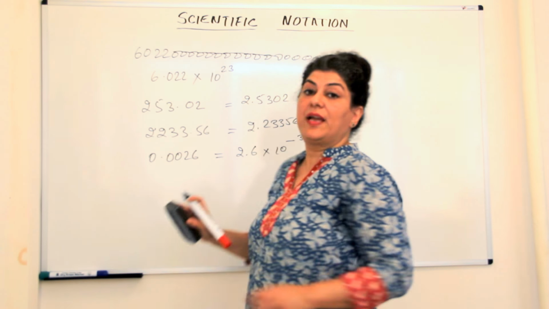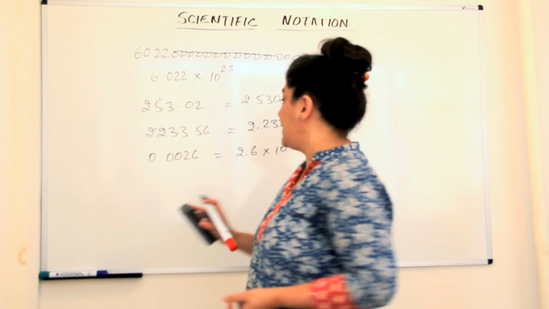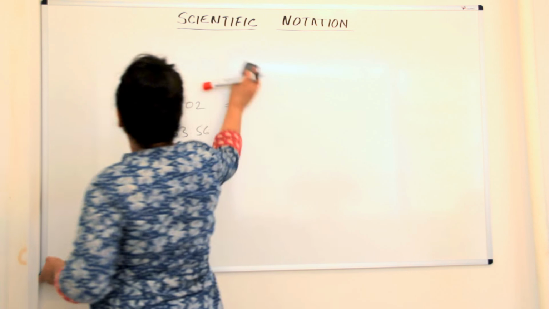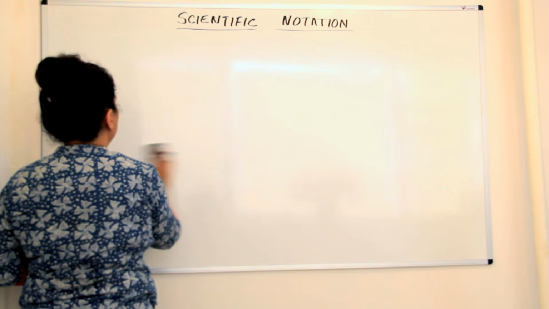Now, how do we carry out calculations if numbers are in scientific notation? Let us take the example of multiplication and division. We have 2 numbers.